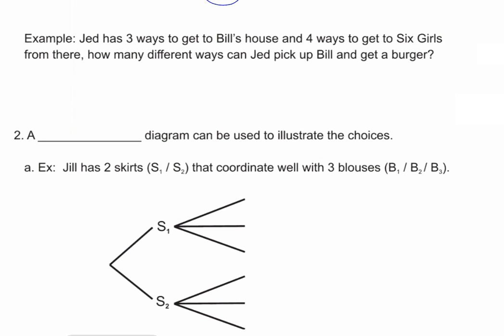Example, Jed has 3 ways to get to Bill's house and 4 ways to get to 6 girls from there. He's hungry. Okay? How many different ways can Jed pick up Bill and get a burger? Could have been 4 girls, but I like 6 girls better. So, okay. Like 5 guys. So here's the situation, and so you got Jed, and you got Bill, and you got 6 girls.